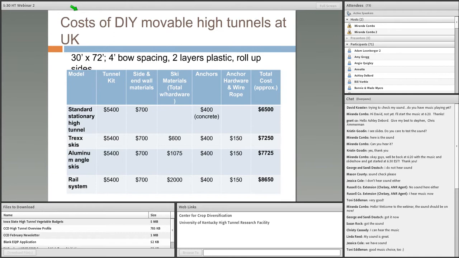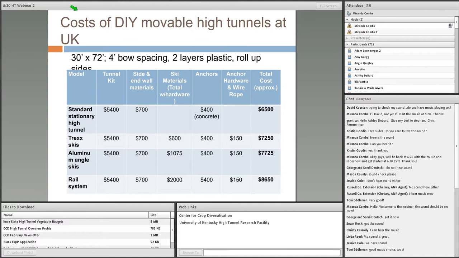So you can see the more steel you add, the more metal you add, the pricier it gets. If you're using some type of wood or composite, which isn't going to last as long and is going to have a lot more wiggle in it, it's relatively inexpensive. So we added about $600 to the cost of our tunnel.